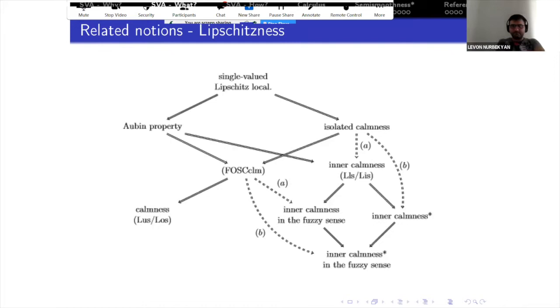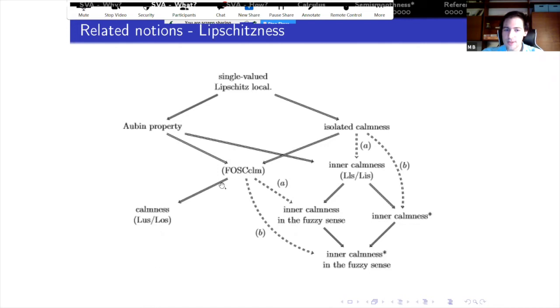And what are some other related notions? If you have basically a single valued Lipschitzian function, it's called single valued Lipschitz localization. Let's just consider a single valued Lipschitz function. Then we have both the Hölder property and also so-called isolated calmness. This isolated refers to S of y bar being simply a singleton. We will mention both of those properties later because they have nice characterizations through generalized derivatives. But both of them imply the so-called first order sufficient condition for calmness. And then this further, as the name suggests, implies calmness.